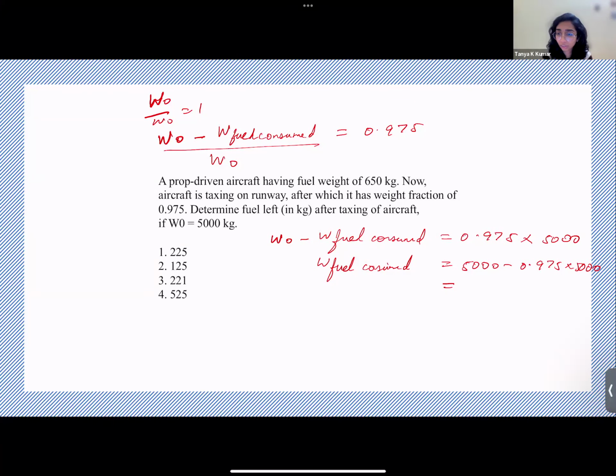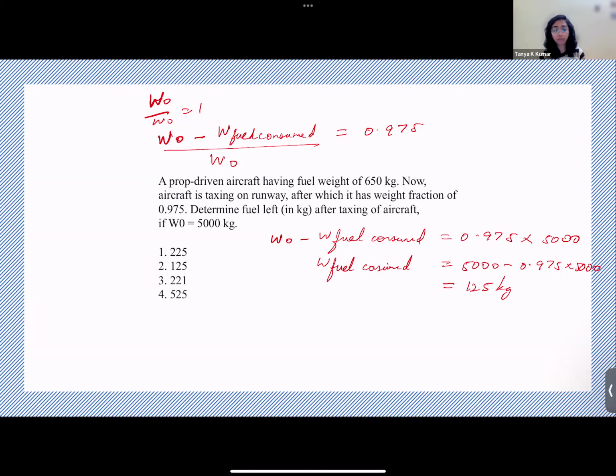Okay, Satvik, that's not how you should have done it. We'll just go over this. So what is 5,000 minus 0.975 into 5,000? How much is that quantity? It's 125, right? So 125 kg is the fuel that was consumed during taxiing.